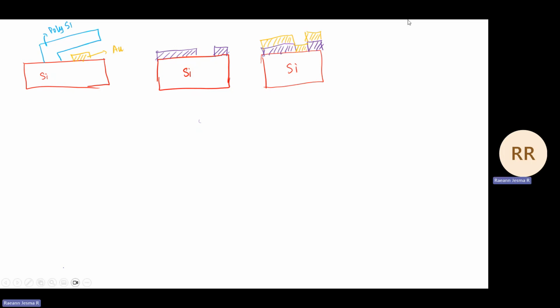After this, you'll go for lift off, where you will put the entire substrate in solvent. What happens is once you are doing lift off, the metal that is deposited on the PR will go, and the metal that is on the substrate will remain. So after lift off, the metal will be present only in the regions where there was no PR.